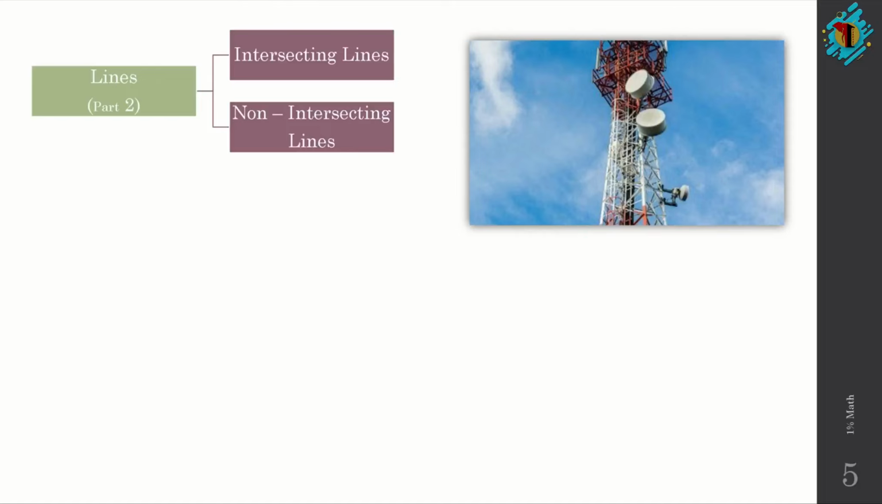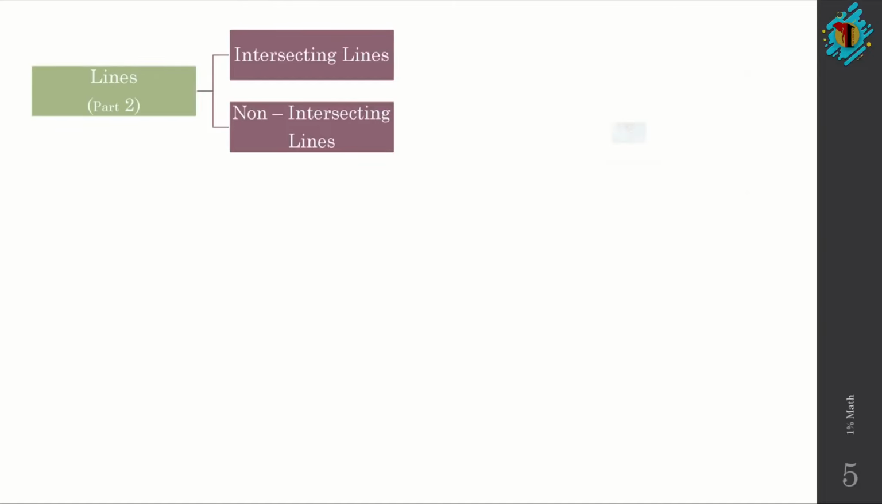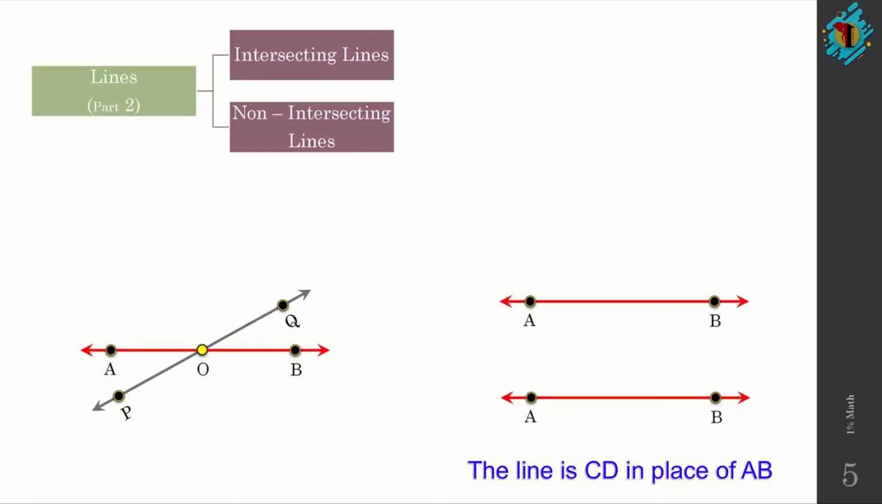So how exactly can we draw intersecting and non-intersecting lines? That is like this. You can see here. These two, AB and PQ, are intersecting lines. They are intersecting at point O. Now AB and CD are parallel lines which are not at all intersecting, and as much as you want you can extend this, but they will never meet.